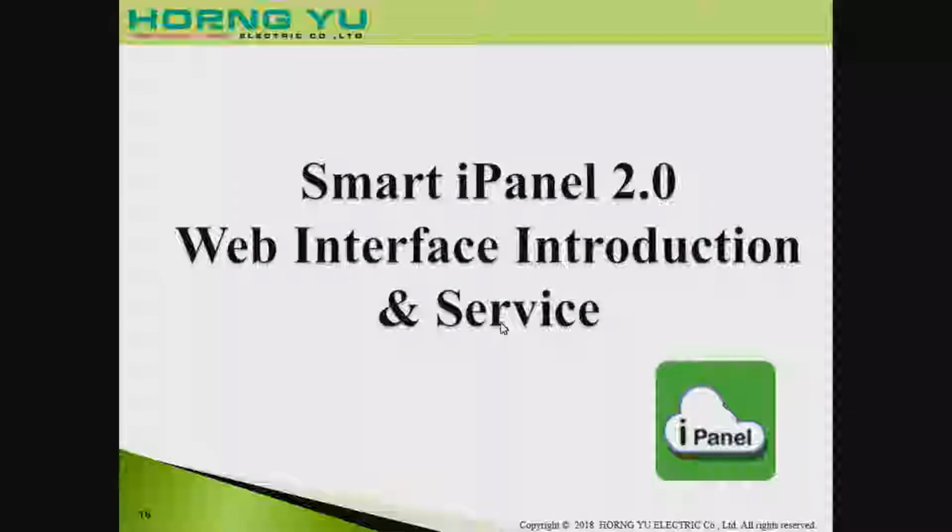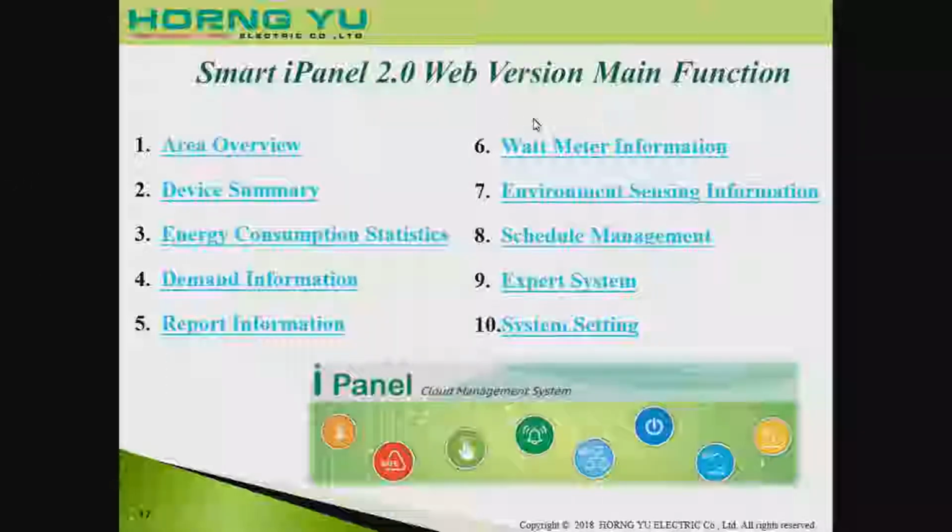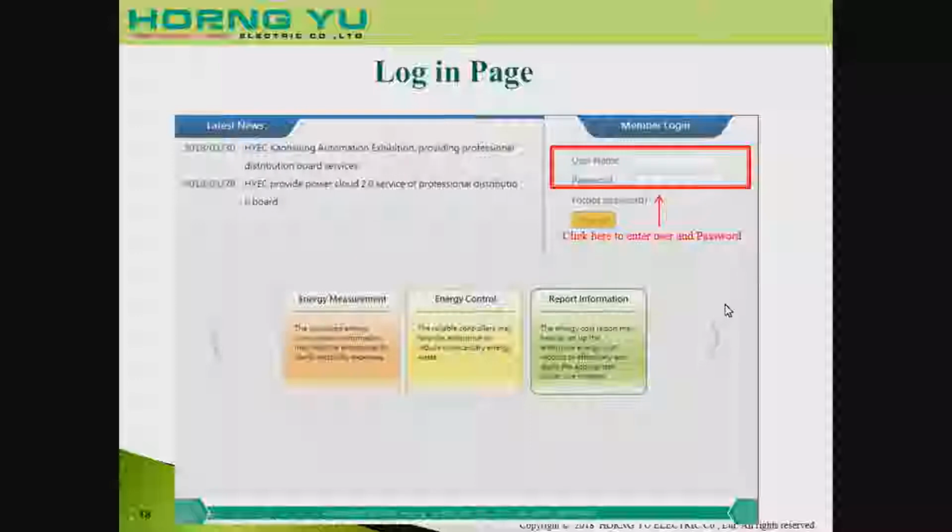Okay, next part, we'll jump into the web interface introduction and services. Here is the overall information, including area overview, device summary, energy consumption, demand information, report information, watt meter information, environment sensing information, schedule management, expert system, and system setting. First is the login page, where we give clients the username and password for access.